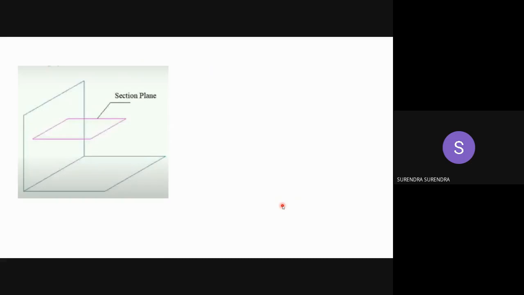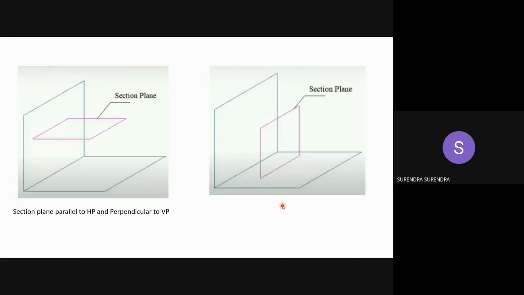Now, the section plane can be at different positions. The possible positions are: the section plane can be parallel to the horizontal plane and perpendicular to VP. The section plane can be parallel to HP and perpendicular to VP. The section plane can be perpendicular to HP and parallel to VP. So in these two cases, when the section plane is perpendicular to VP, in the front view you can see the section plane as a line. When the section plane is perpendicular to HP, the top view looks like a line.